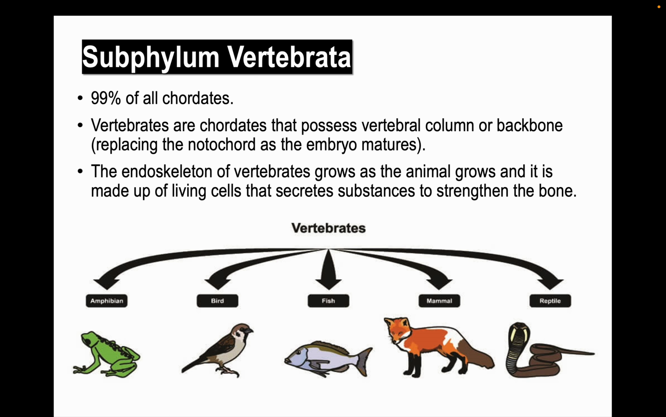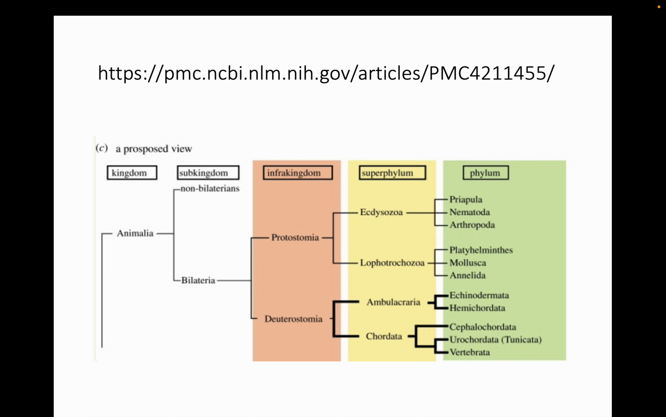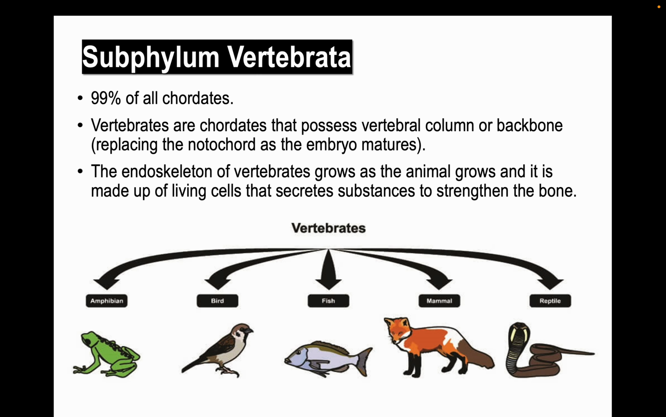The cells, osteocytes or chondrocytes, whatever the type of the endoskeleton is, if it's cartilaginous or bony, these cells are alive and secrete substances to strengthen the bone. That's the reason why the endoskeleton of vertebrates grows as the animal grows. Some representatives include the fishes, amphibians, reptiles, birds, and the mammalia.